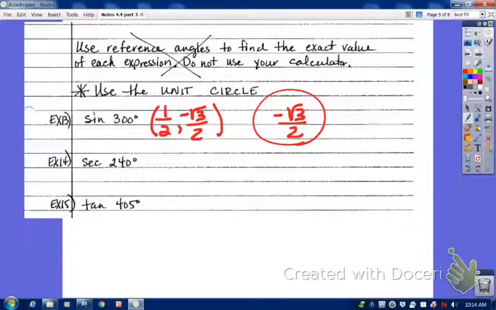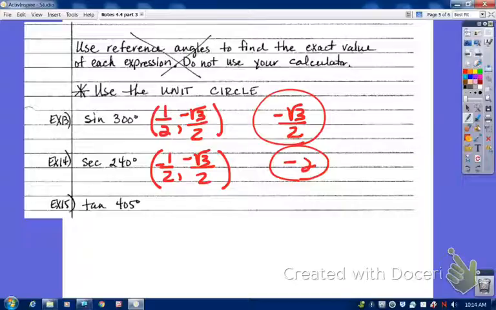At 240 degrees, what's the ordered pair at 240? All right, secant is the reciprocal of cosine. So cosine is x. So secant is going to be the reciprocal of the x value, and the reciprocal of negative 1/2 is negative 2. 405 degrees. Is that on the unit circle?